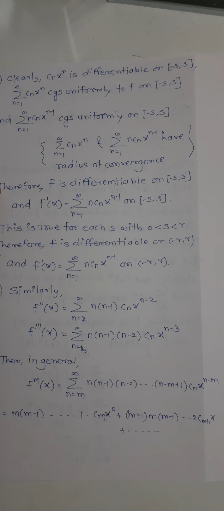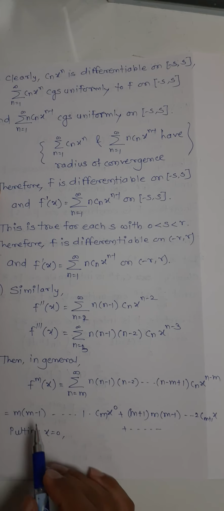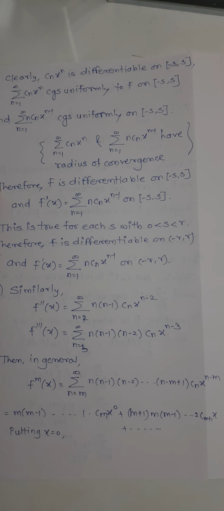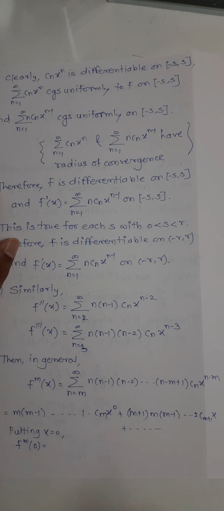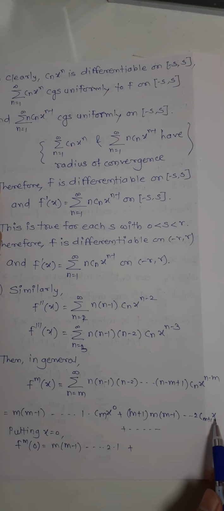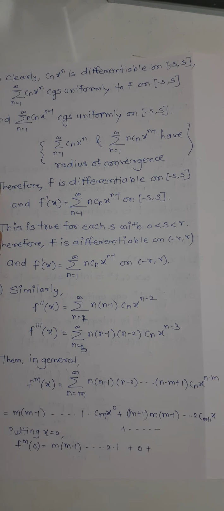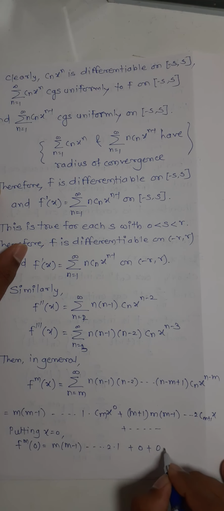Okay, so now what will I do? I'm going to put x is equal to 0. So tell me what will you get if I put x is equal to 0? On the left hand side, obviously x raised to m minus m, power 0, that means 1. So you will have the first term. Plus, if I put x is equal to 0, 0 into anything is 0. And in all remaining terms you will have x. So if you put x as 0, all those terms are 0.